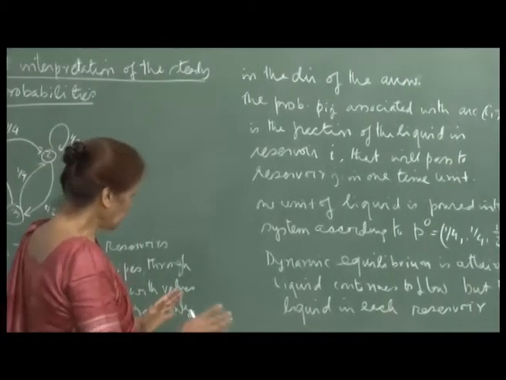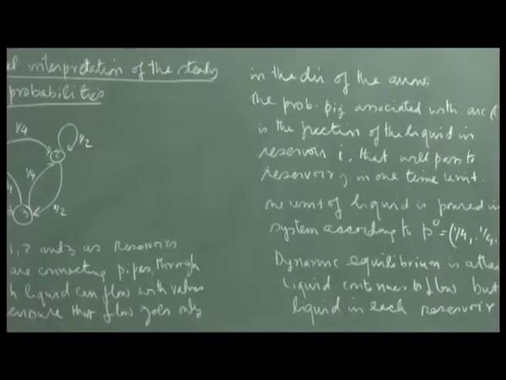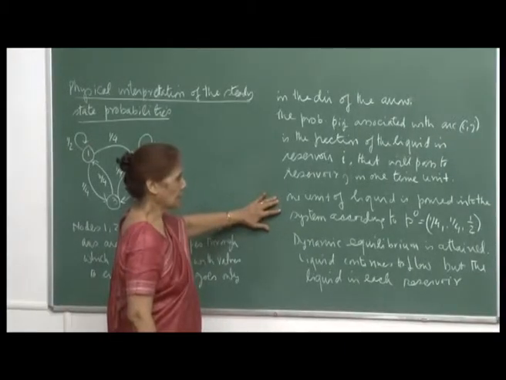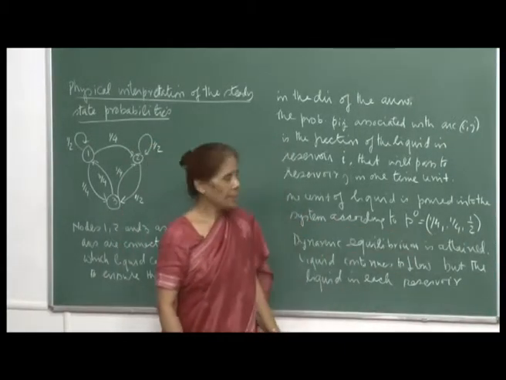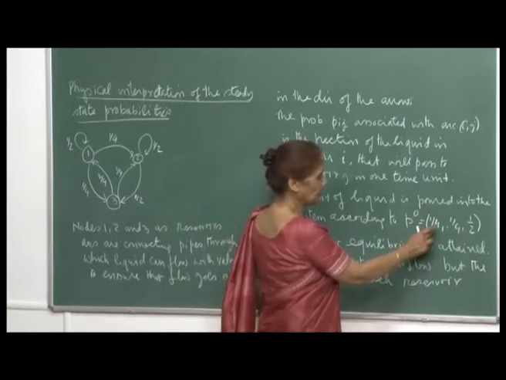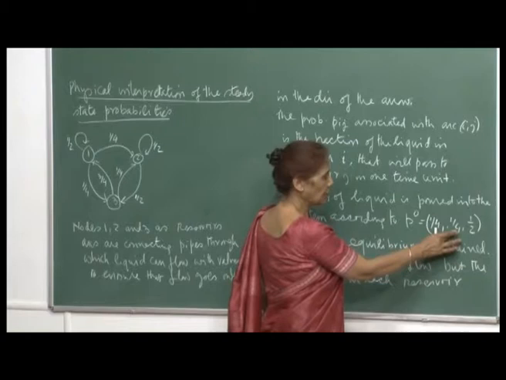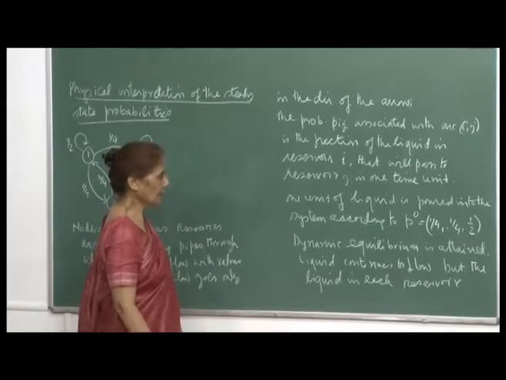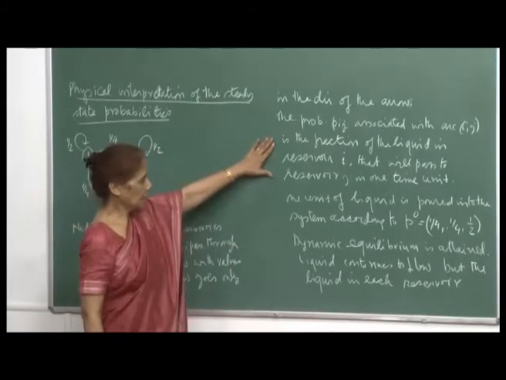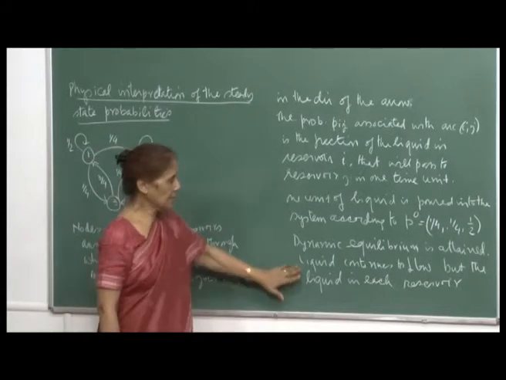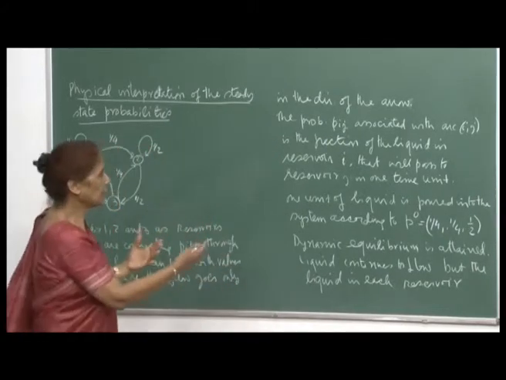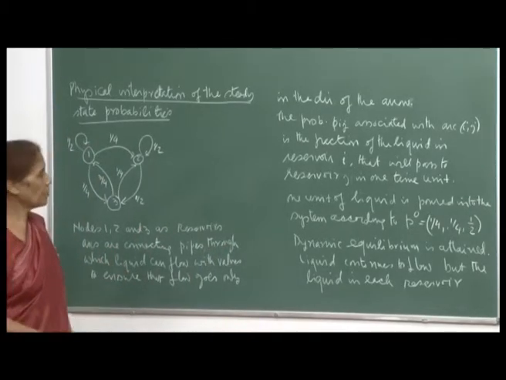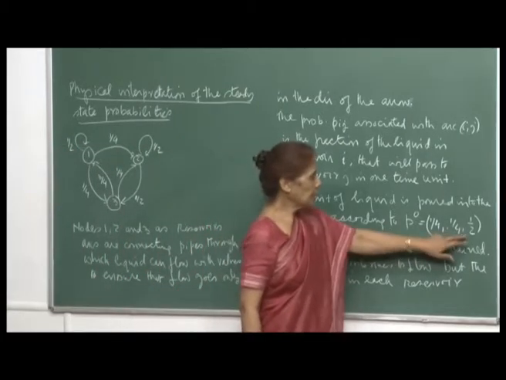So, if we think of the system as made like this, then what you do is you pour 1 unit of liquid into the system according to these initial probabilities. That means 1/4 of the liquid is put in reservoir 1, 1/4 is put in reservoir 2, and half the liquid is put in reservoir 3. And then the liquid is allowed to flow according to this plan. What we have discussed is that the probabilities will converge, irrespective of how much liquid was initially poured into the reservoirs.